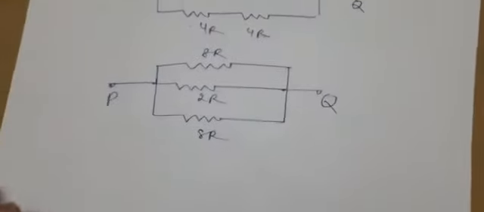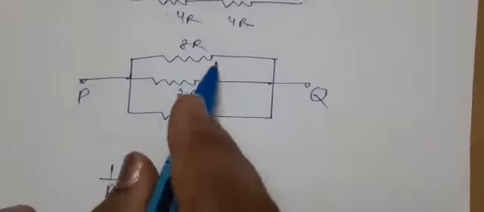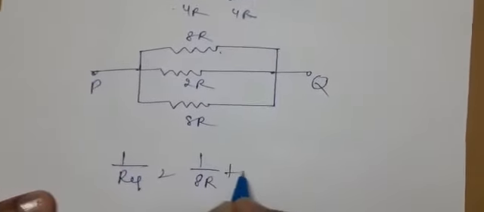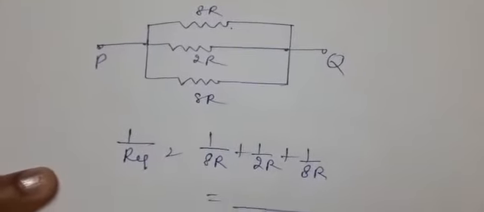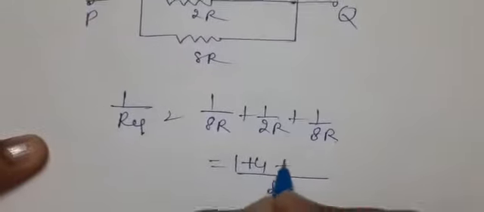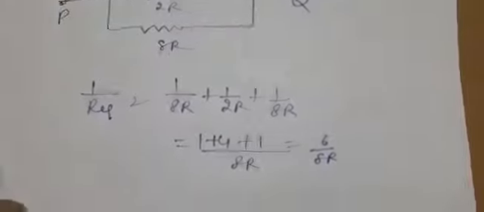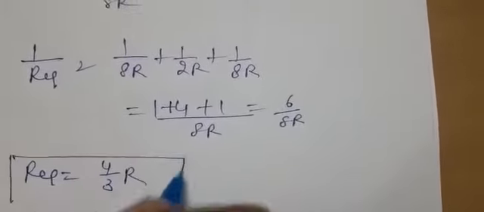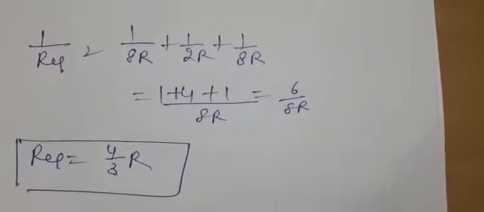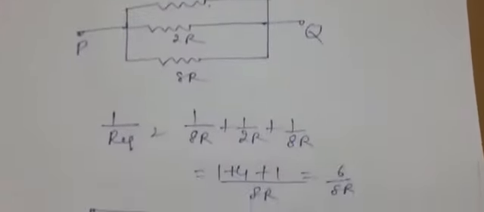So now again you can simplify it. The equivalent resistance comes out to be, as this is a parallel combination, 1 by 8R plus 1 by 2R plus 1 by 8R. Solve it. What we are getting is 6 by 8R. So ultimately R equivalent will be 4R by 3. It means you can see from the figure that in the starting you have to analyze the statement carefully. Now the rest of the steps are quite simple.